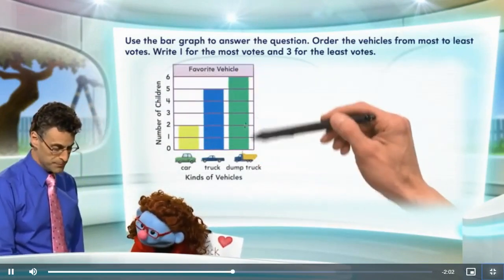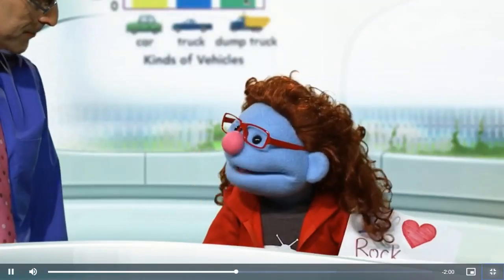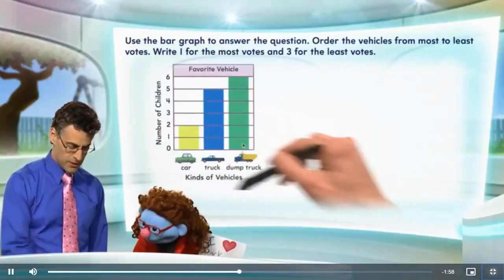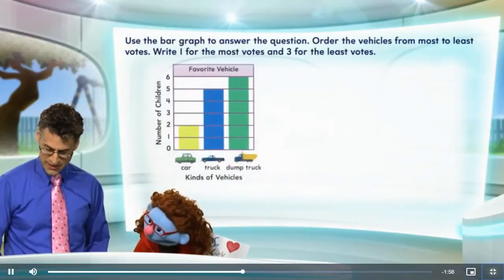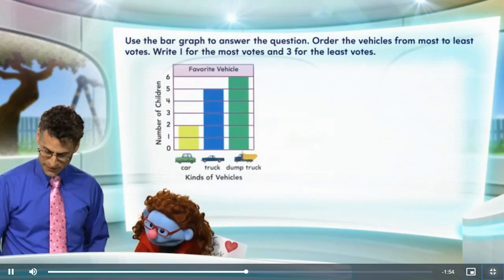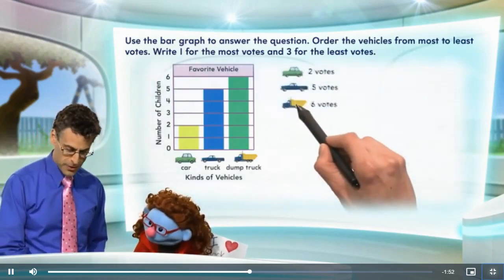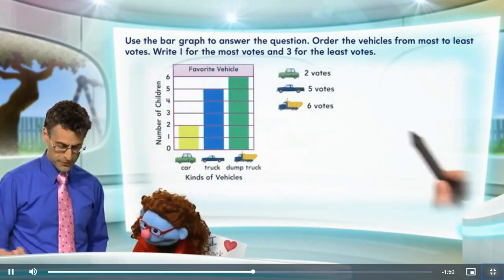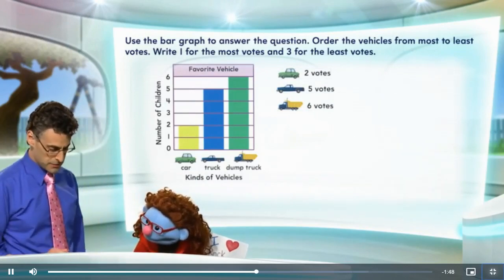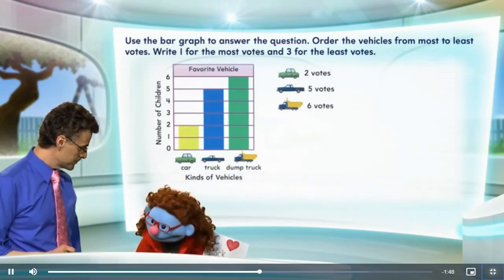So that's how you read a bar graph. Oh, that's neat. So just all that image really is capturing this information. It's capturing the fact that there are 2 votes for the car, 5 votes for the truck, and 6 votes for the dump truck. Neat.